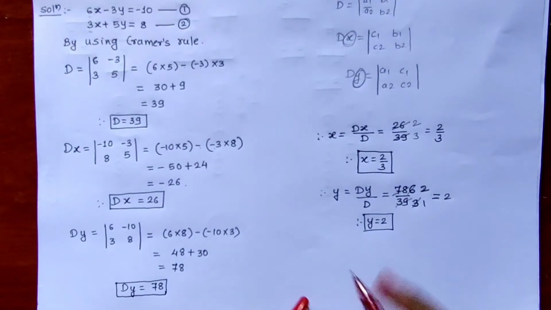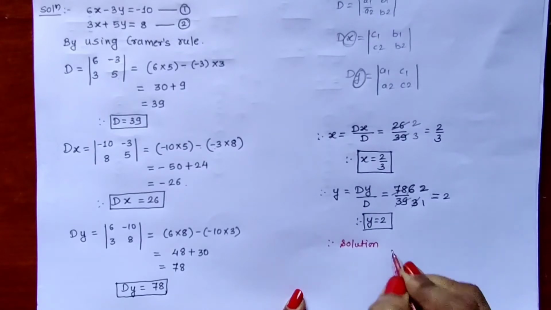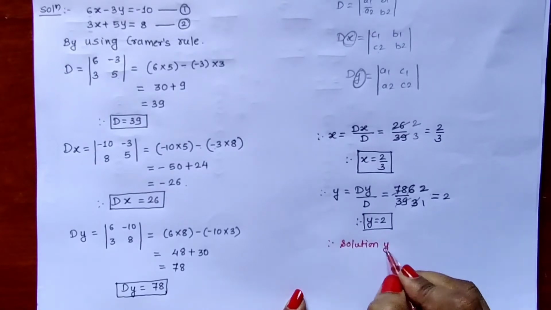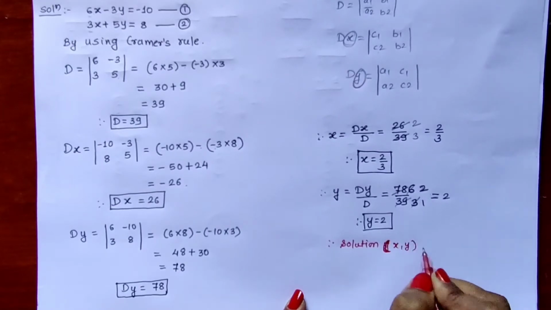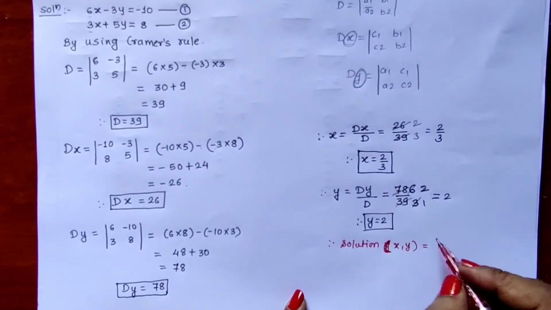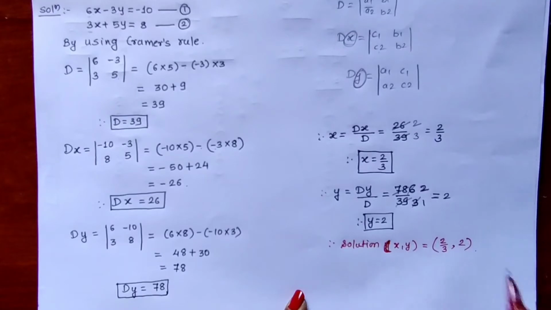And therefore we can write the solution in bracket xy also, or you can write x is equal to 2 upon 3 and y is equal to 2, or in bracket also we can write xy means 2 upon 3 and 2.